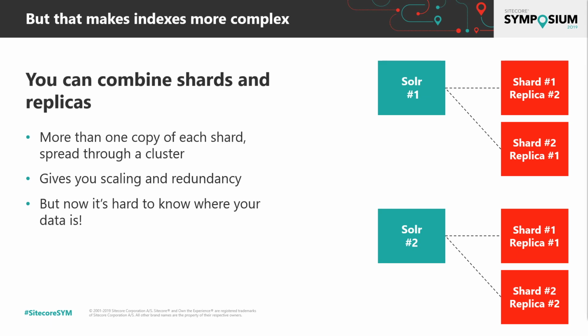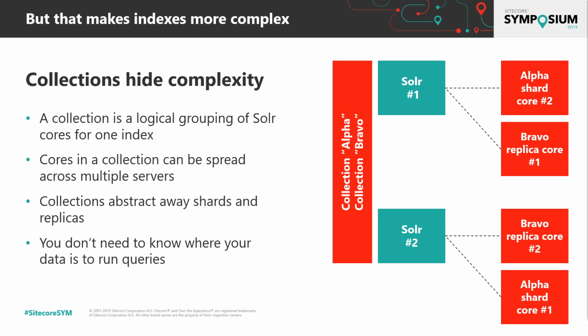But a side effect of this is that it's hard for us to know where the data for any index is in our cluster, because that one-to-one mapping of cores and indexes doesn't work with sharding and replication. So collections abstract this away. A collection is a set of cores that make up an index. You don't need to know where they are. Solr Cloud handles that. So Sitecore puts data into collections and any sharding or replication is hidden.